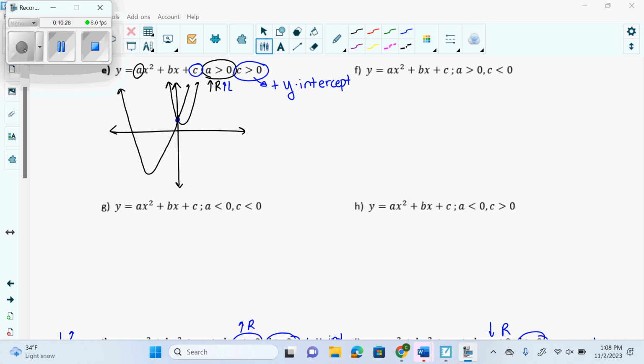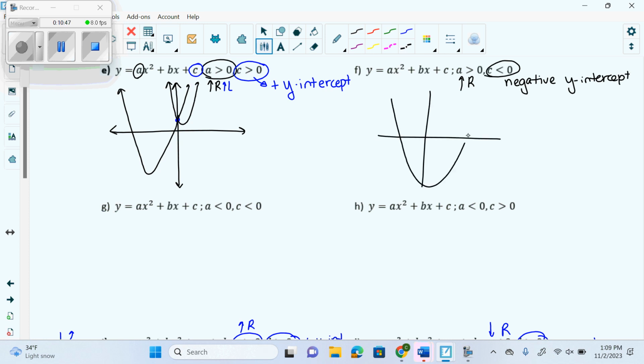So, this one says A is greater than 0. So I know it's up on the right. And I need to have a negative y-intercept. So, I could do something like this. Right? I just need to know that I need to have up on the right, up on the left, and a y-intercept somewhere below 0.